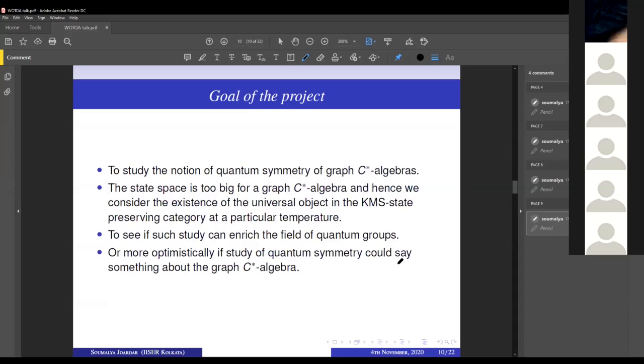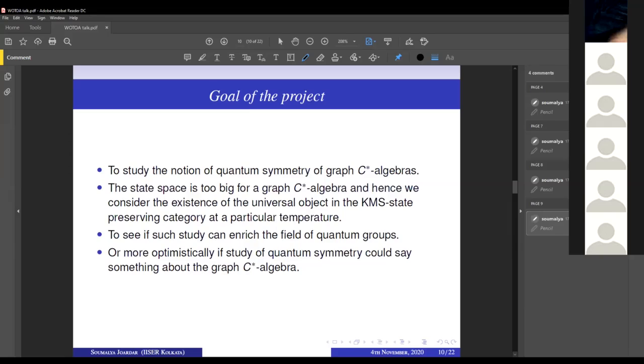But it turns out that graph C*-algebras have a well-studied class of states. They are called KMS states. So we have restricted our attention to the KMS state preserving quantum automorphism group, let's say. And the goal of the project was to see if such a study can enrich the field of quantum groups. Can we get something new in the field of quantum groups, or maybe that can say something about the graph C*-algebra itself, who knows. So we started that project, and I will report some of the things that we have found so far.